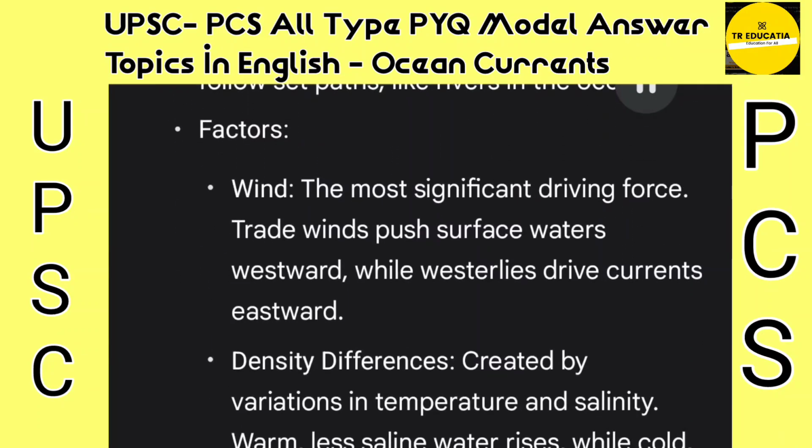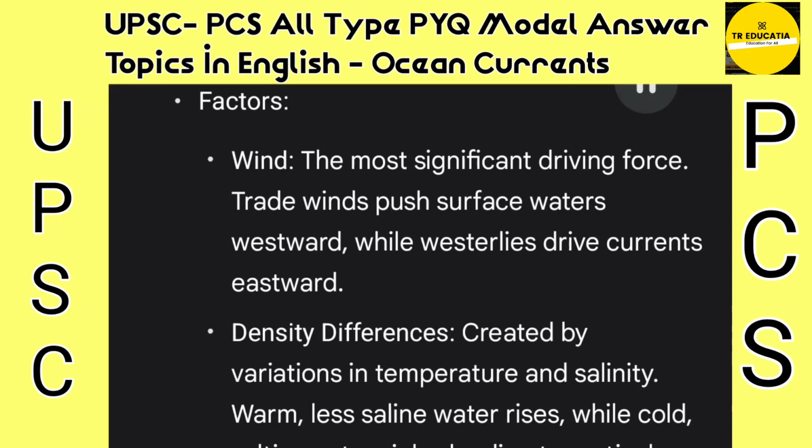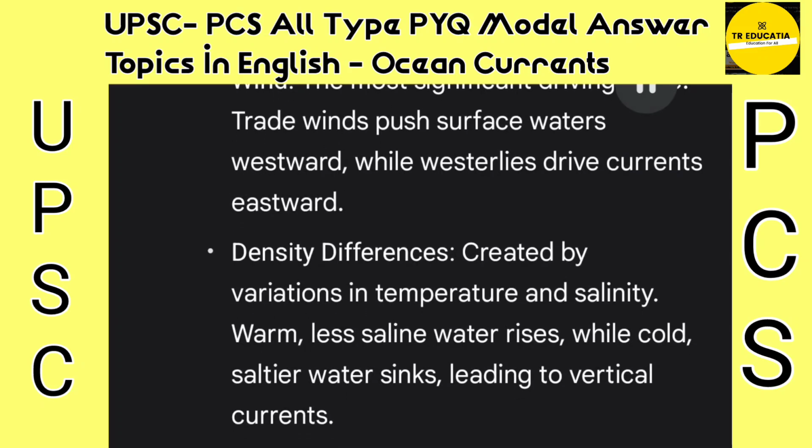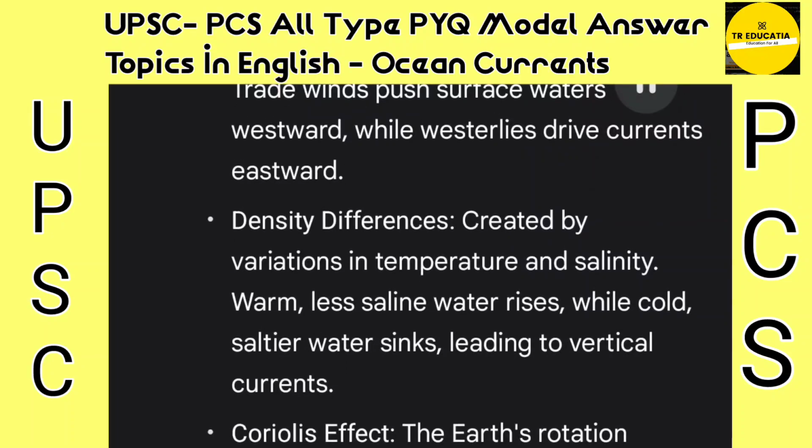Factors. Wind, the most significant driving force. Trade winds push surface waters westward, while westerlies drive currents eastward. Density differences, created by variations in temperature and salinity. Warm, less saline water rises, while cold, saltier water sinks, leading to vertical currents.